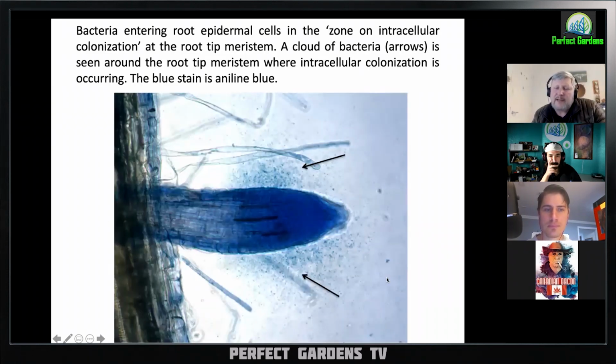This is a grass root, and you can see the root tip here, and you can see a kind of blue haze, the blue cloud around it. Those are the bacteria being cultivated in the zone of exudates, where the plant is cultivating those bacteria with exudates or sugars, right? So plants are smart. This is one way that they're getting these bacteria. They're controlling this process.